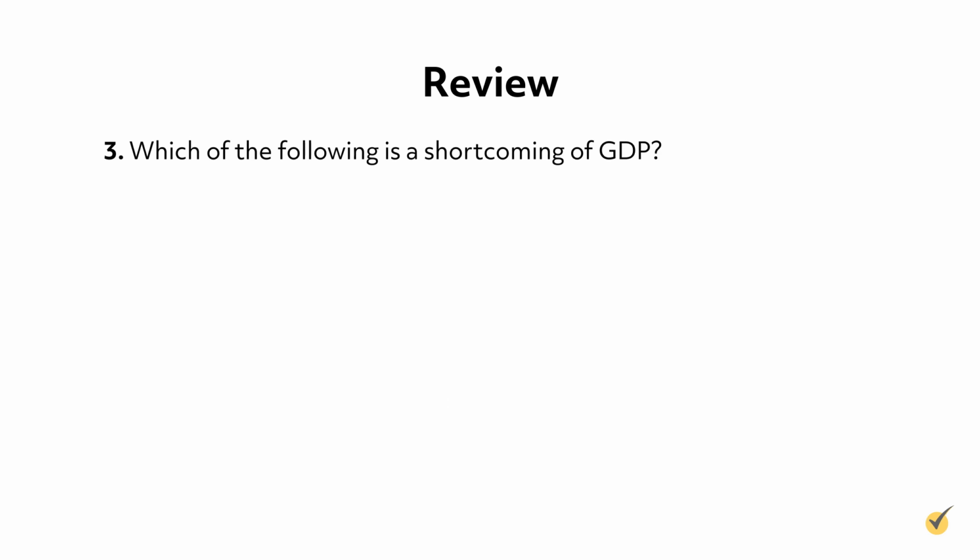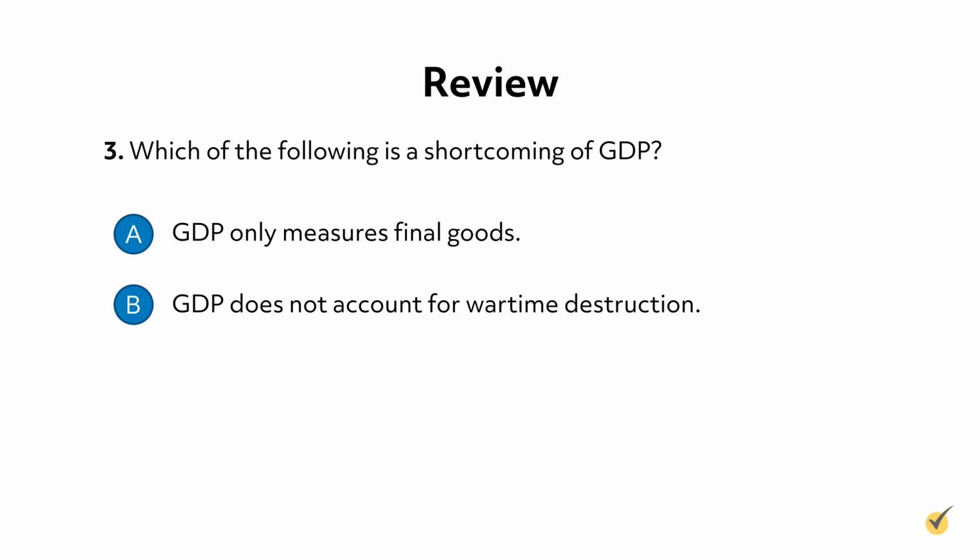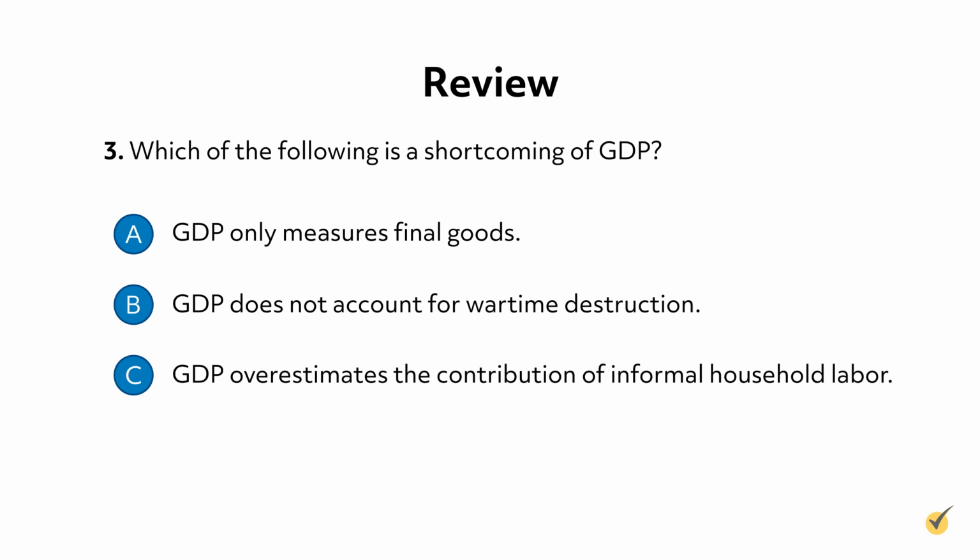Number 3, which of the following is a shortcoming of GDP? A. GDP only measures final goods. B. GDP does not account for wartime destruction. C. GDP overestimates the contribution of informal household labor. Or D. GDP cannot be adjusted for inflation.